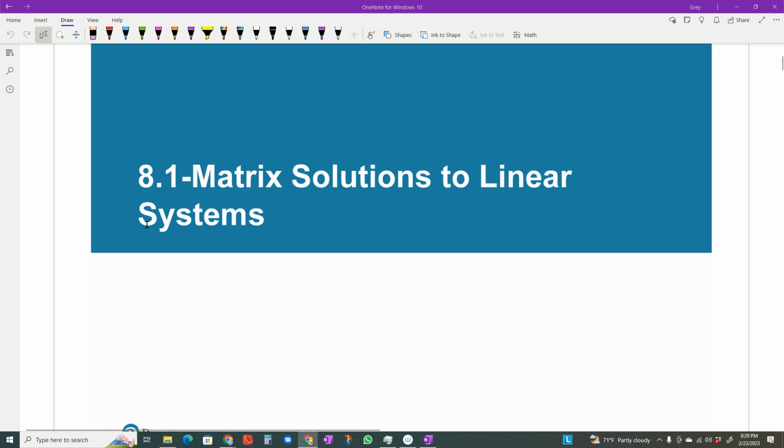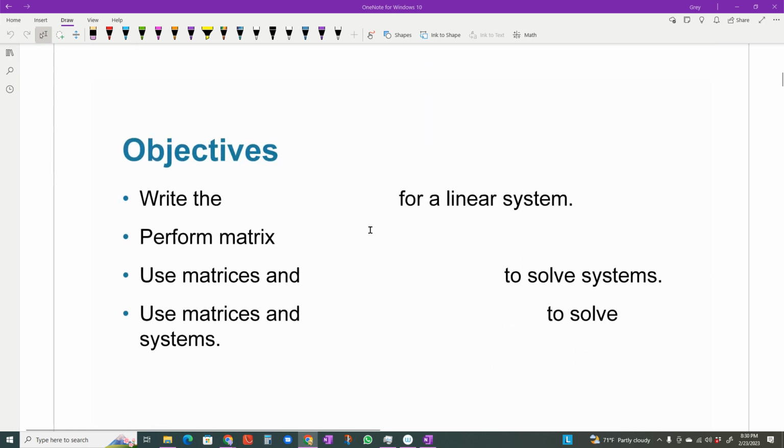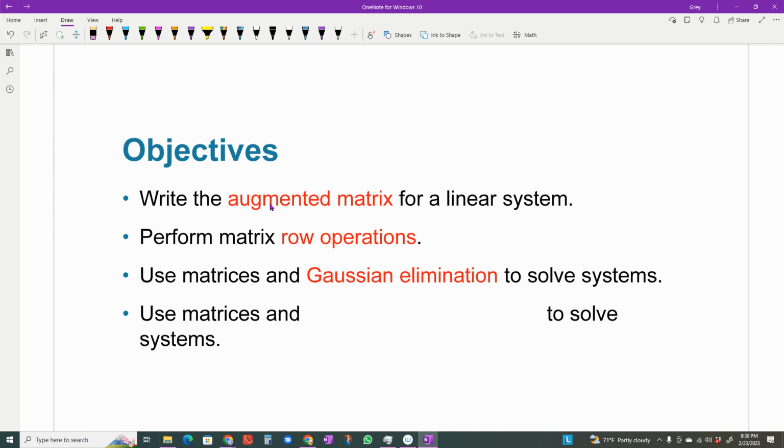So, hope you can recognize linear systems as we're building upon what we just did in Chapter 7. First off, our objectives: we are going to learn how to write the augmented matrix for a linear system. Then we're going to perform matrix row operations. We're going to use matrices and Gaussian elimination to solve systems, and Gauss-Jordan elimination to solve systems.